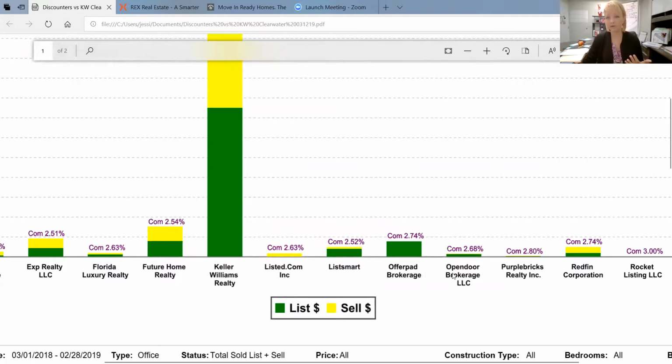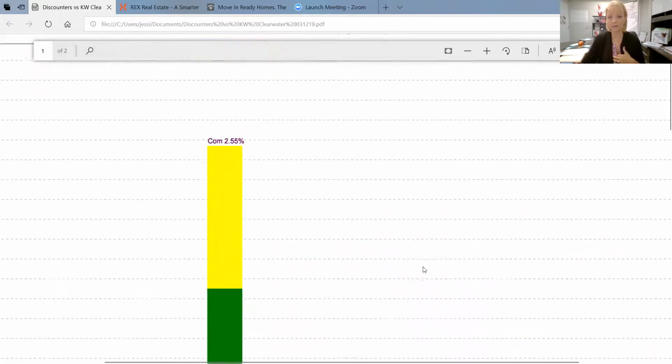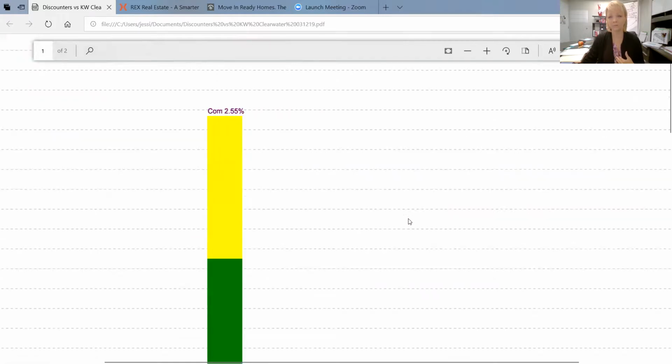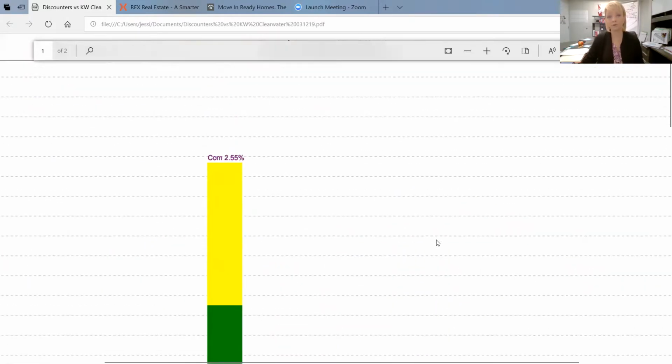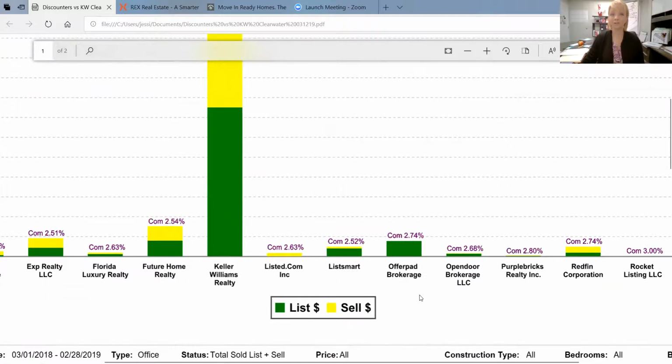Move over to Offerpad or Opendoor. Again, they're high twos, and our office is 2.55. Purple Brick, 2.80. Redfin, 2.74. So in most cases, you guys are actually cheaper to list with than the discounters.